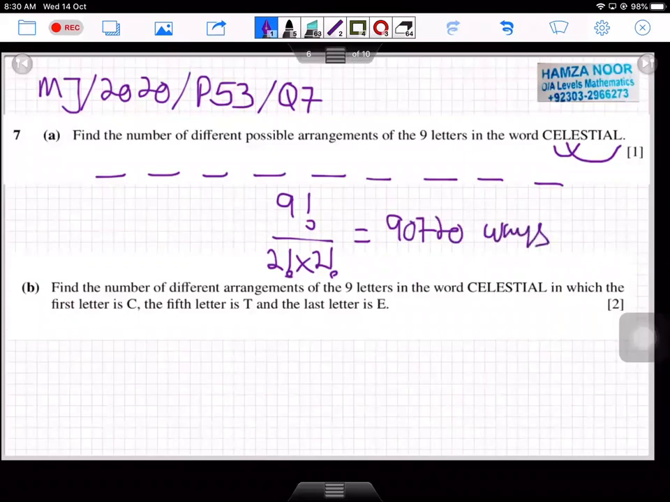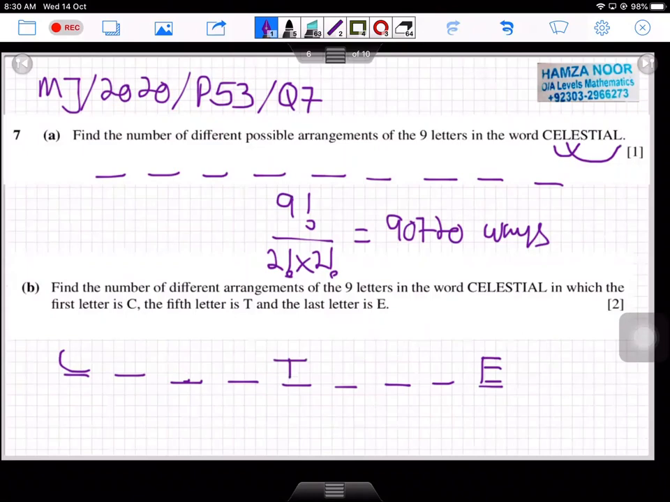Part B is saying to find the number of different arrangements of the 9 letters in the word celestial, in which the first letter is C, the fifth letter is T, and the last letter is E. Altogether you have 9 spaces, but you have to deal with the restrictions first. So C is in the beginning, E is at the end, and T is in the fifth position. These are the restrictions.